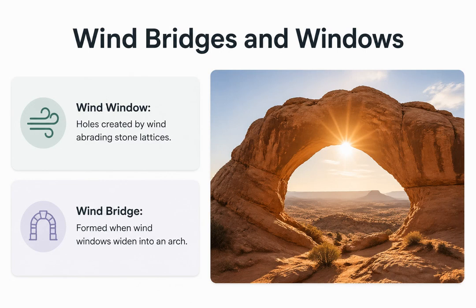Powerful winds carrying sand can continuously scrape away at weaker spots in a rock face, eventually boring a hole completely through to the other side. This creates a wind window. As the wind continues to abrade the edges of this window, it widens over time. Eventually, the opening becomes so large that the remaining rock forms a spectacular arch, known as a wind bridge.